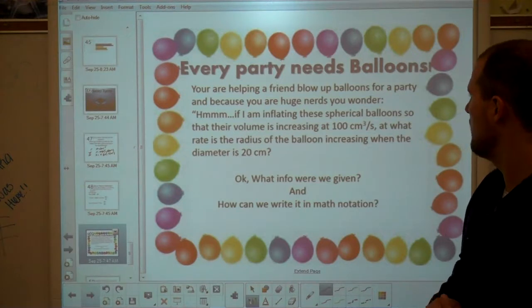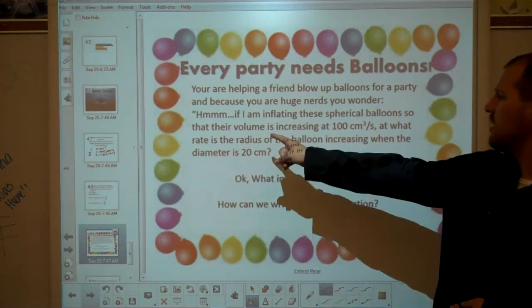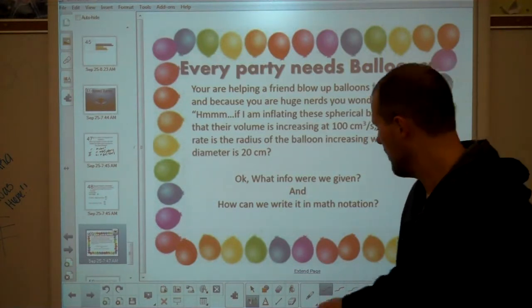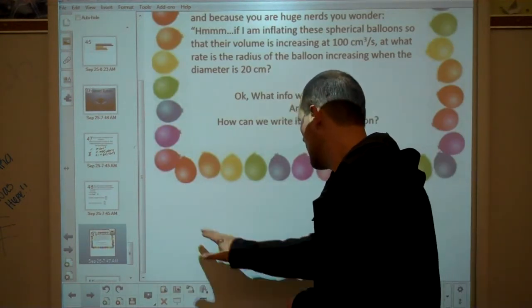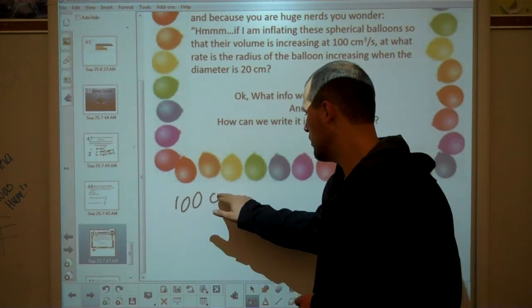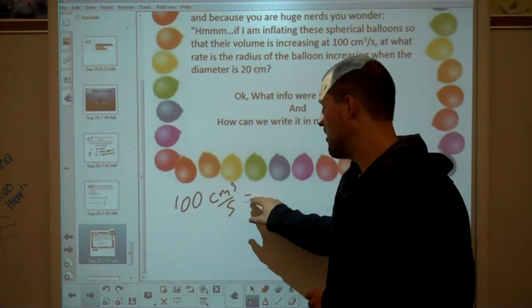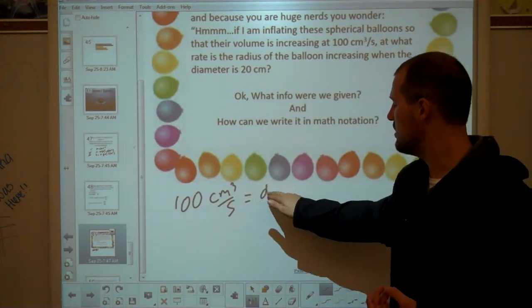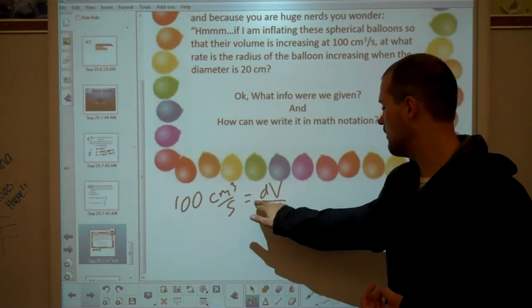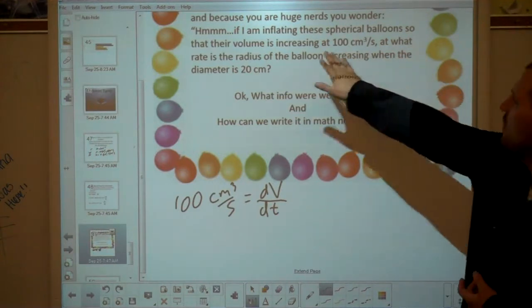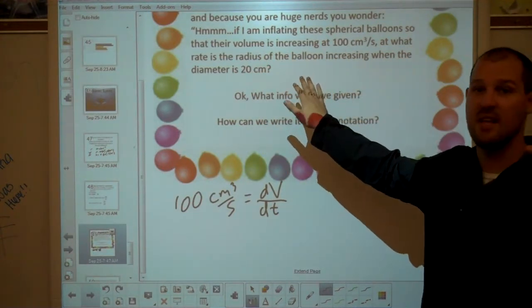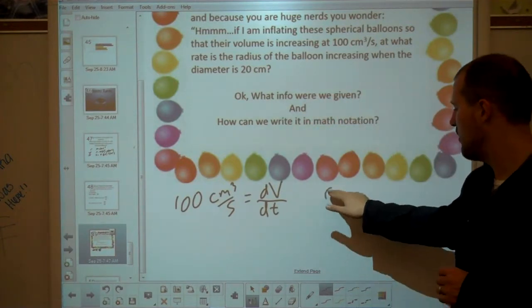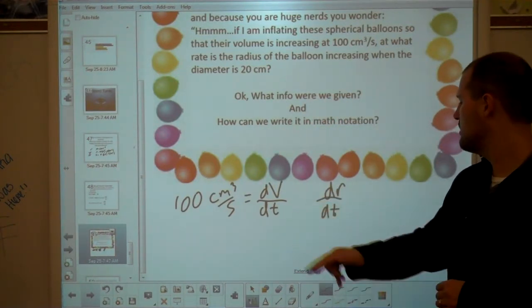Okay, for this example, here's what we know. We know the volume is increasing at a rate of 100 cubic centimeters per second. Here's how we want to write that: 100 cubic centimeters per second. That's a rate of change. What's changing? Well, that would be the volume. So this is dV/dt. Let's keep going. At what rate is the radius of the balloon increasing? Stop. That's the question. Let's write that down. The rate of change of the radius, that would be dr/dt.